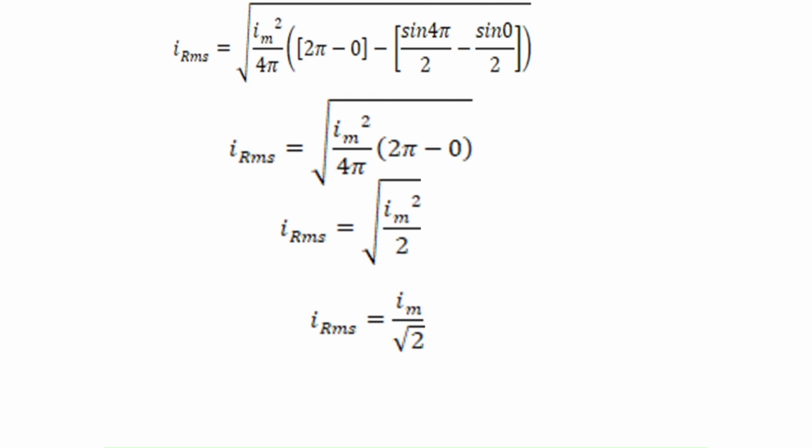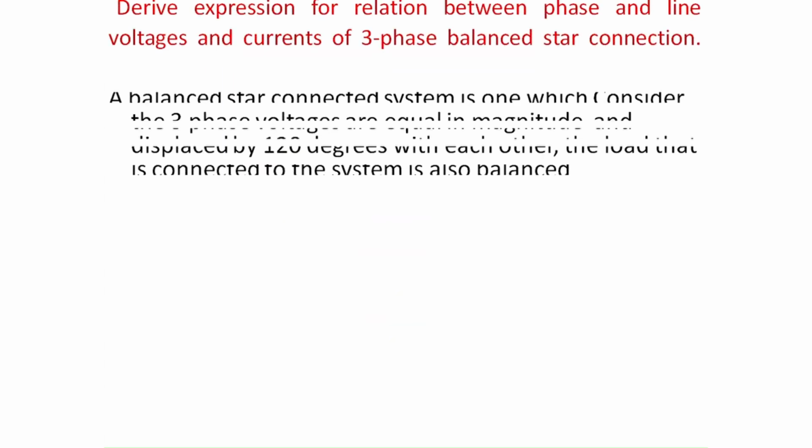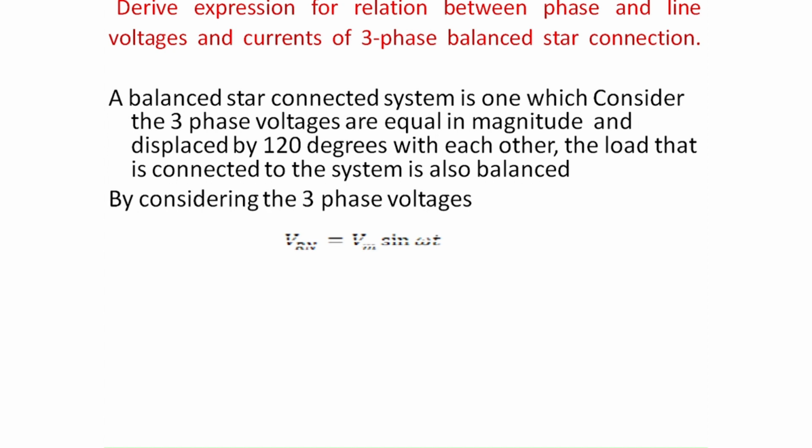A star connected system is one in which the three phase voltages are equal in magnitude but displaced by 120 degrees to one another, and the load connected to the system is also balanced.